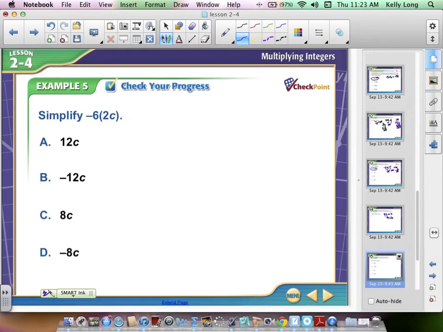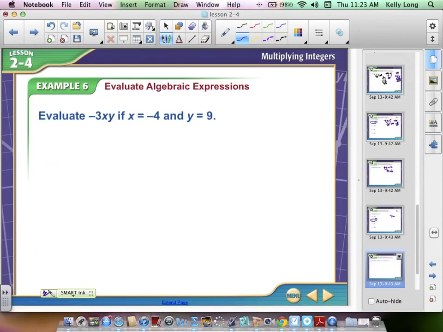Okay, that's just simplifying that expression. All right, here's another one. What would this one be? Well, what's negative 6 times 2? Negative 12. And then I have my c, so negative 12c, or choice B. Okay, it's really that simple.